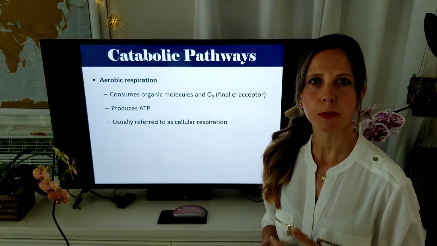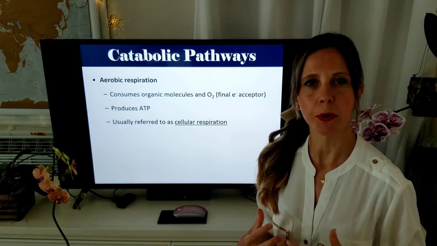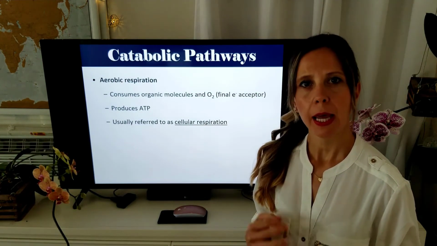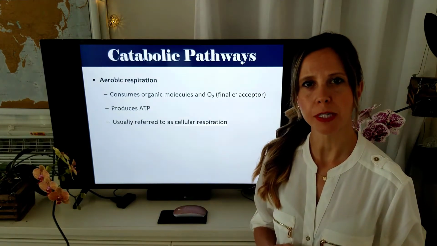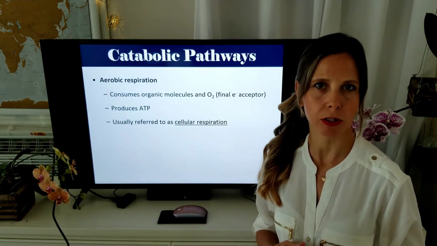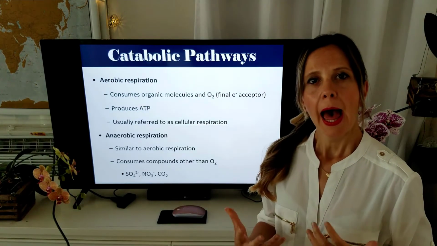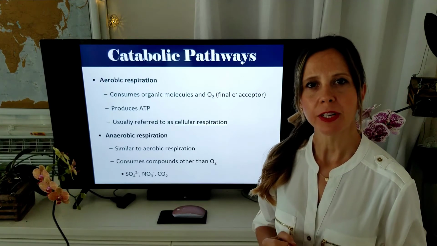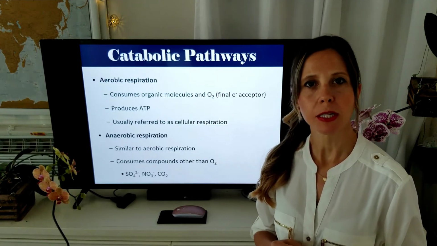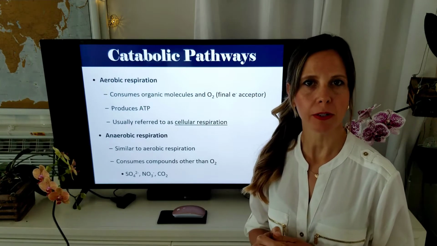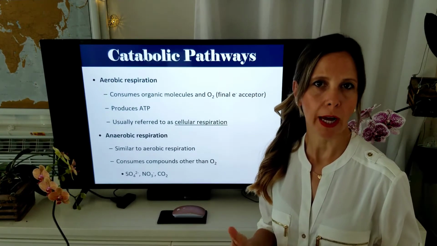During aerobic respiration, organic molecules will be broken down, releasing energy in the form of ATP. Aerobic respiration requires the presence of oxygen, as oxygen is the final electron acceptor in the electron transport chain. Anaerobic respiration is similar to aerobic respiration, but the main difference is that the final electron acceptor is something other than oxygen. For example, organisms can use molecules such as carbon dioxide or nitrate.